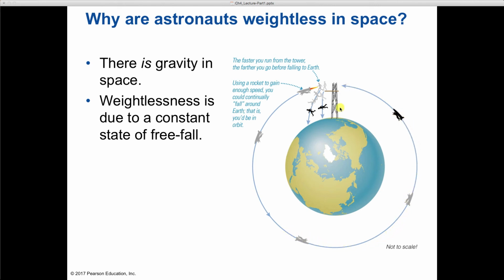It never actually hits. So we'll demonstrate this in a second, but you can imagine if you were to sort of jump off this tower, you could run at, there's a little platform here, you could run at a certain speed and jump off, and you would fall a certain distance.